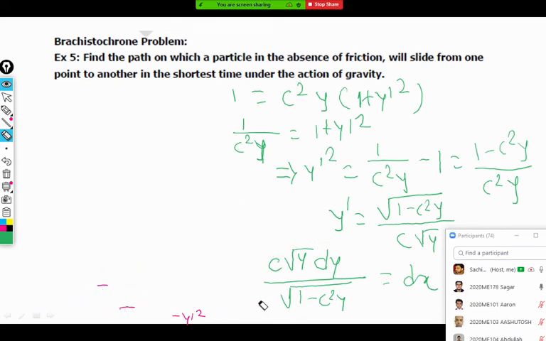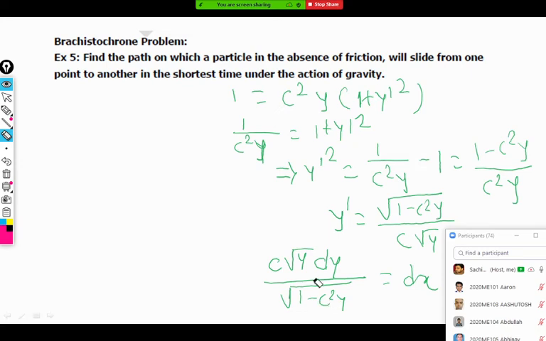Sir, I think we will have to solve it by putting 1 minus c square y equal to t. Okay, so that is one of the ways. But as I already told, these are standard examples, so there are some standard procedures or standard answers. So we should come to that.